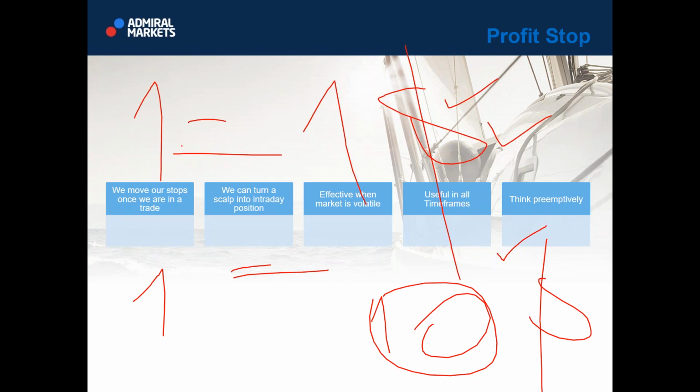So watch this. $1 and $10. Most of the time, I'm sure you will be watching this as money. So think preemptively, guys. Now let's take a look at a live chart.